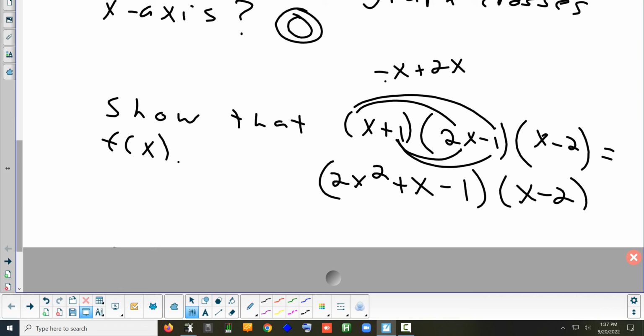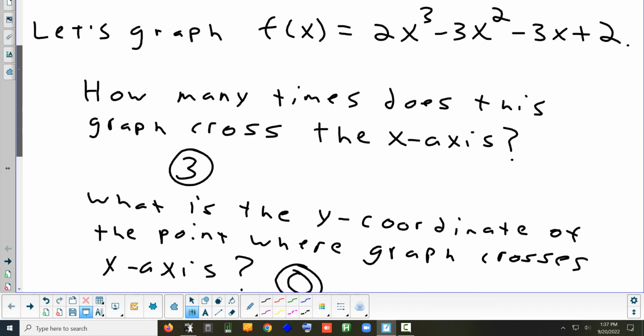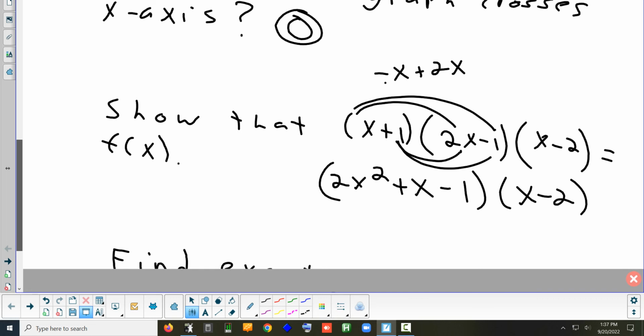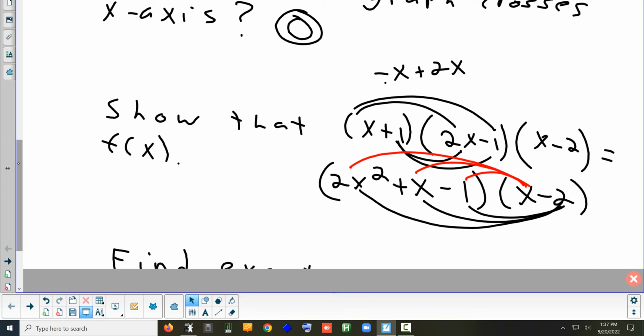Now, do it one more time, and let's see if we end up with what we had up top. This time, first multiply the x times everything, and then multiply the negative 2 times everything. Let's see what we get.